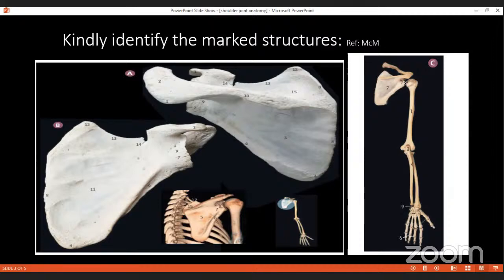Axillary artery. So one cord would be lateral to it, one is medial to it, and another one is posterior to it. So with relation to the vessel, they are named accordingly.